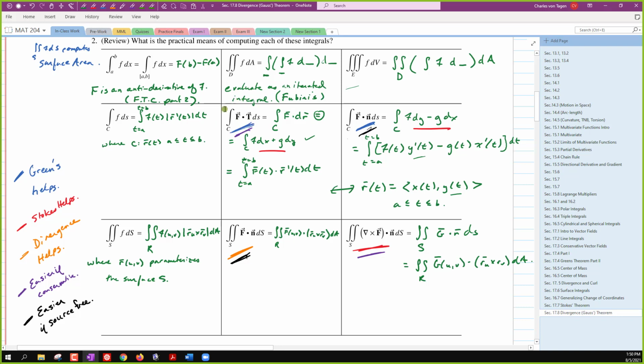Let me say one other thing here. Notice there's 2 forms of Green's theorem. Green's theorem circulation form helps with the circulation question. Green's theorem flux form helps with the flux question.